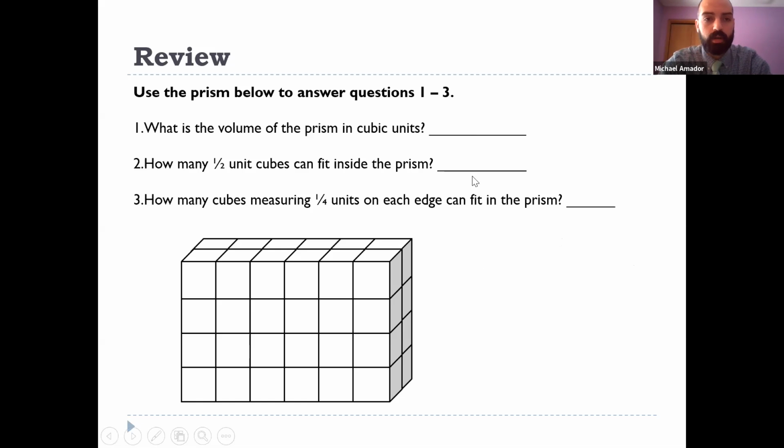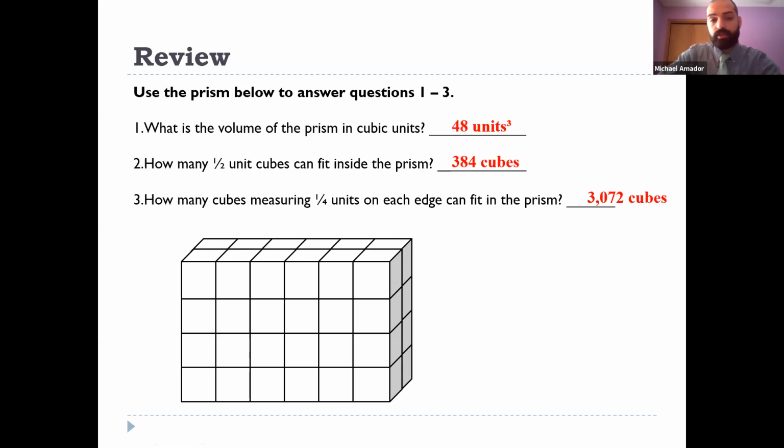Number 1, the volume of the prism in cubic units is 48 units cubed. How many half-inch cubes can fit inside the prism? 384. And if we actually tried to fit 1/4 unit cubes inside the prism, we'd actually be able to fit 3,072.